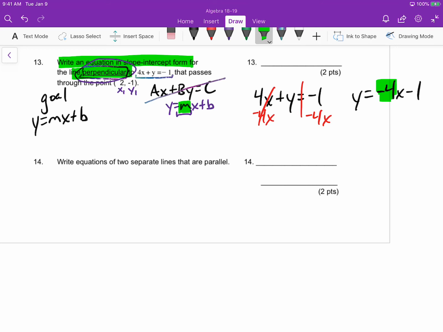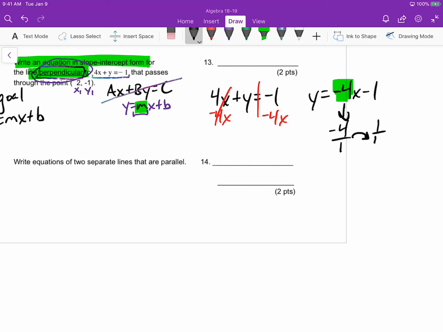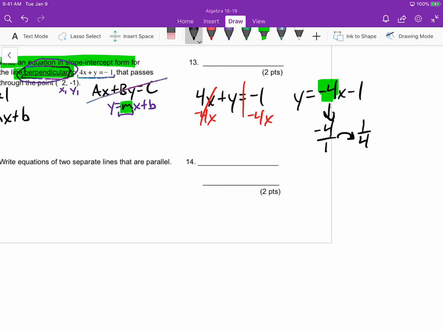But I need to be perpendicular. So I need to steal that slope. If I'm going to be perpendicular, negative 4 over 1 needs to turn into positive 1 over 4. I need to flip it and switch the sign, the opposite reciprocal. So here's my new slope, and there's my point all the way back here.